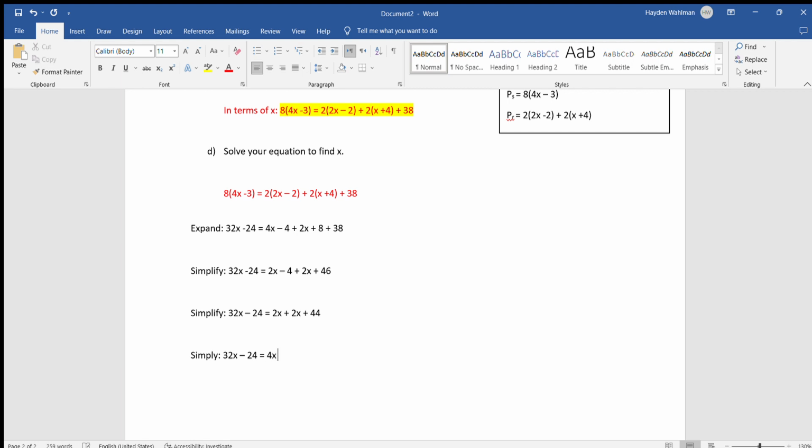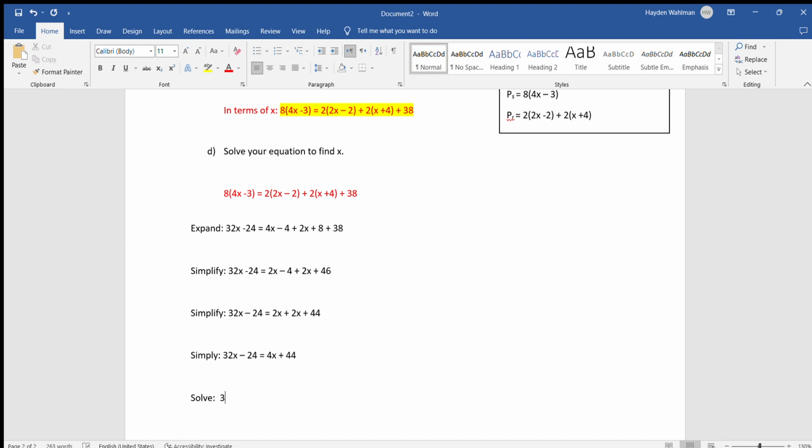4x, right? Because the base is the same and the exponent is the same, so we could just add the coefficients. All right, there we go. Now let's start solving. I want to put all the x's on this side, because 32x is bigger than 4x, and I think it's just cleaner and easier. You can put the x on the other side.